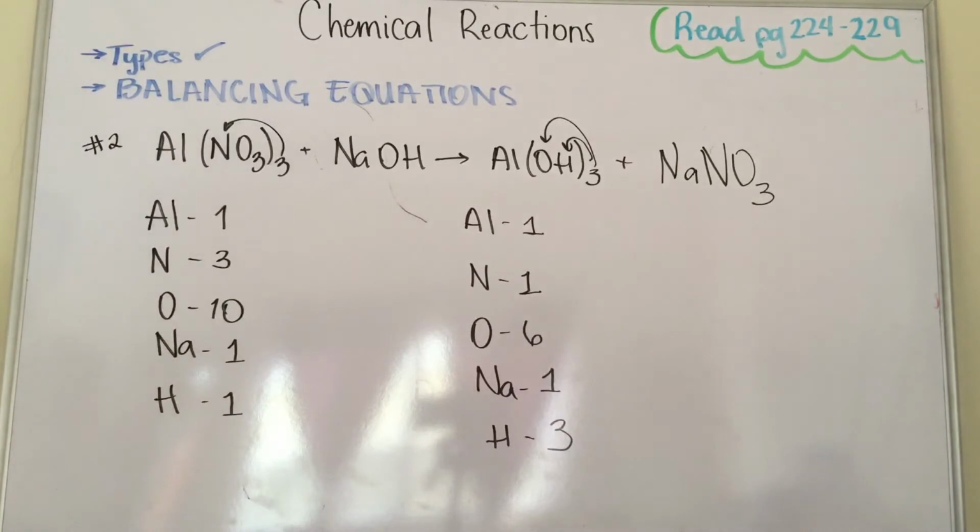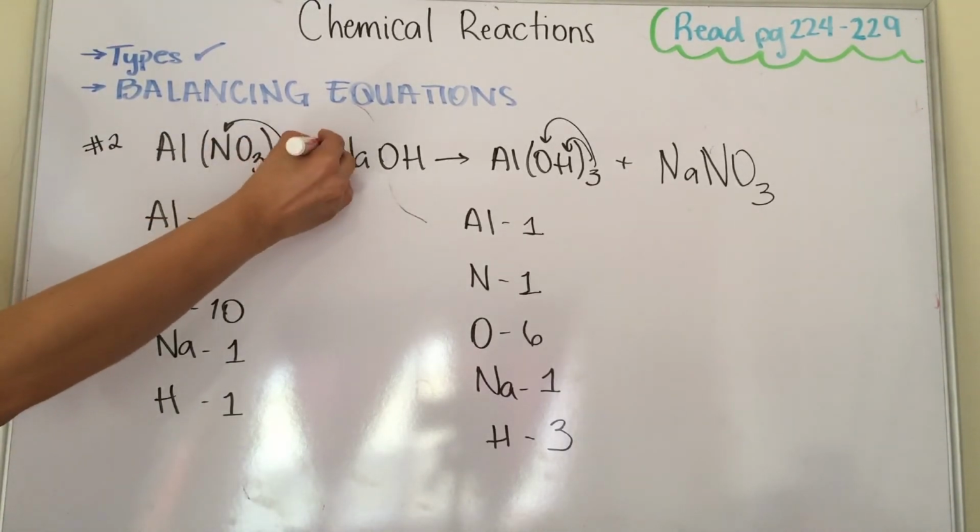All right, so there we go. We have 1 aluminum and 1 aluminum. We're good. Nitrogen, I have 3 and 1. So I have to change that. Oxygen, I have 10 to 6. Sodium is good. And hydrogen, 1 to 3. All right, so how am I going to start balancing this one? I'm going to start, let me see, I'm going to start with my hydrogen.